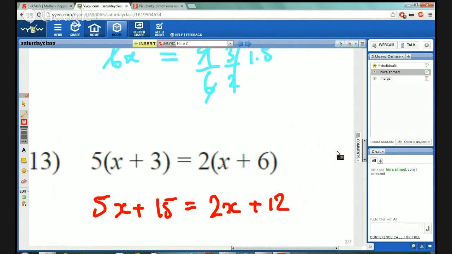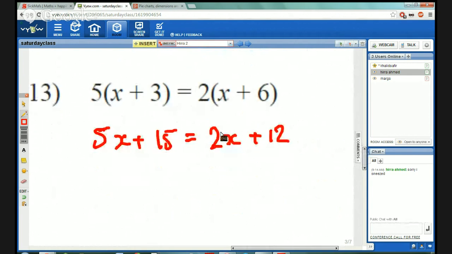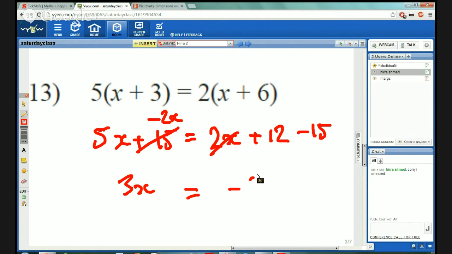And then what do you do? Move the 2x. Yeah, minus 2x. Yep, that's good. Move the 15, minus 15. Yeah, that's good. Underneath equals, what does this become? Not sure. Give me a guess. You've got 3x, yeah, that's right. And what about this side? Is it minus 15 plus 12? Well, yeah, it means the same thing. It's easier to say 12 take away 15.